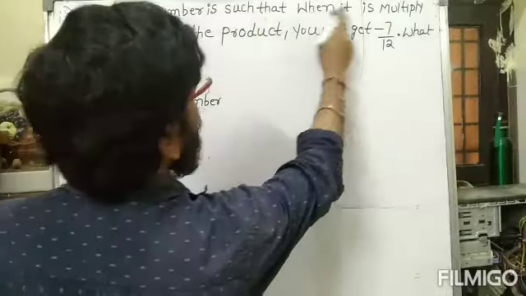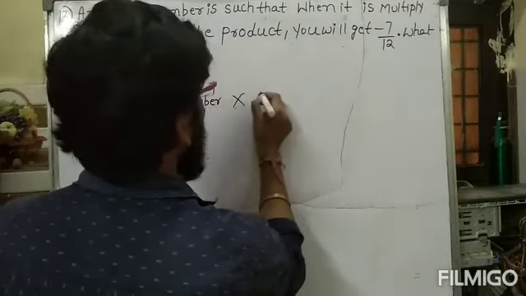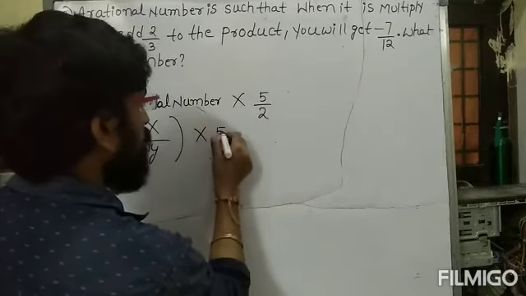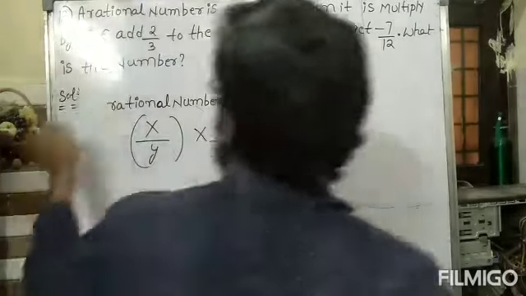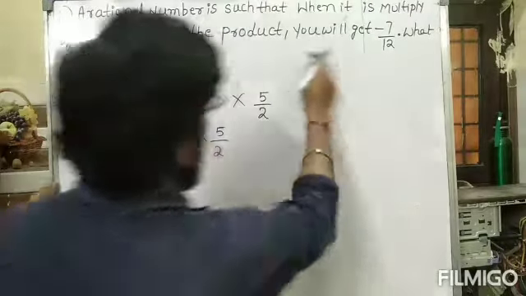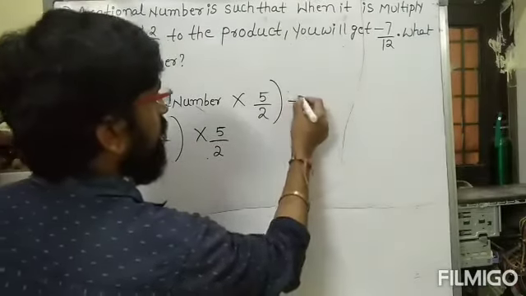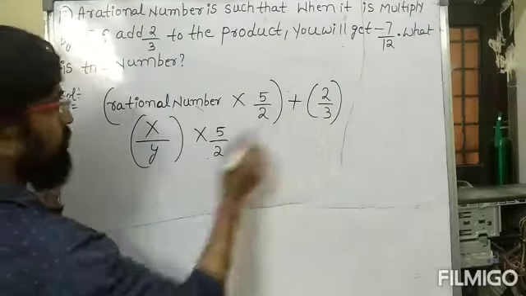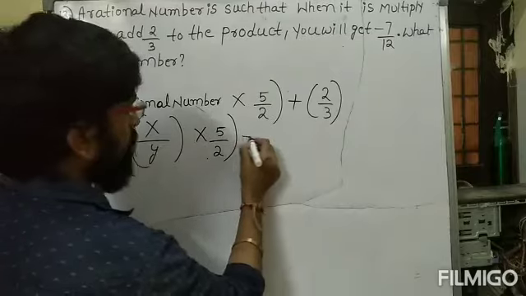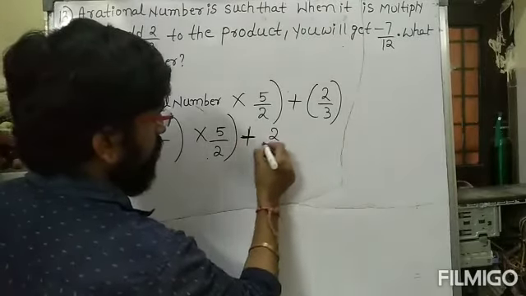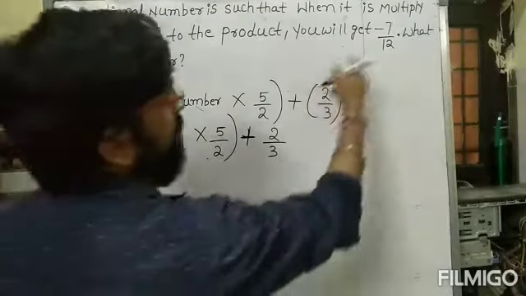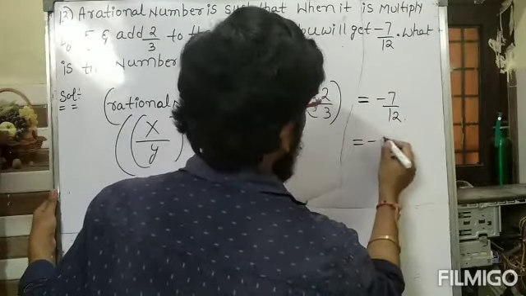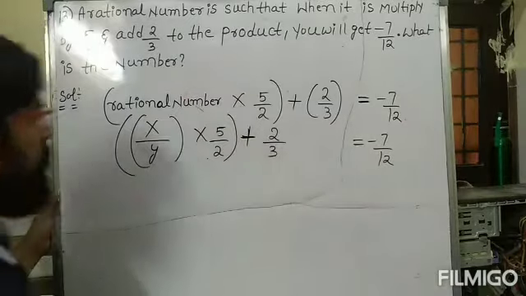Rational number is such that when it is multiplied by 5 by 2, means rational number into 5 by 2, and add 2 by 3 to the product. For this total I am adding plus 2 by 3. Then you will get answer is minus 7 by 12.